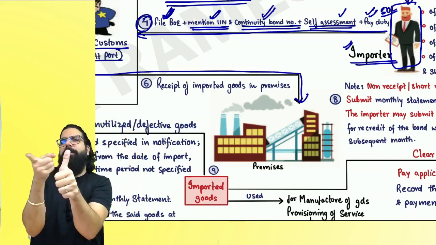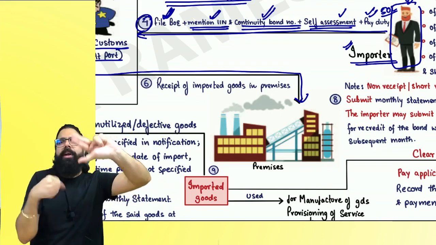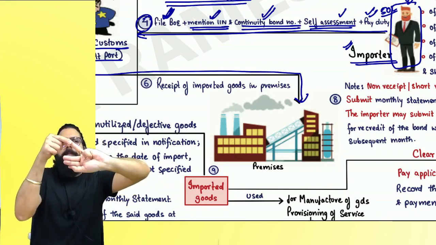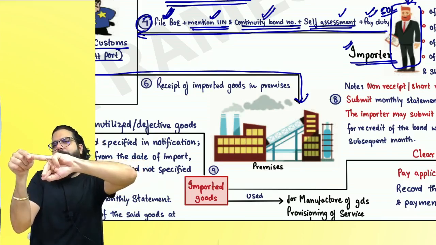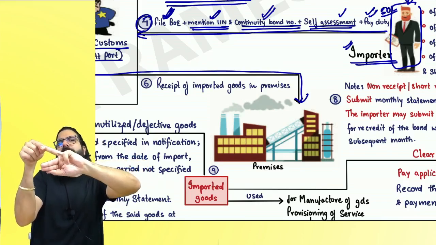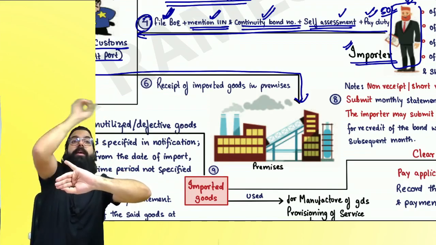IGCR 1: one-time information given, IIN number given. Now I went ahead and imported. After I imported, I have to file the bill of entry and pay the duty, which is the concessional rate of duty. I have to mention my IIN number, plus mention my bond number also, because I have given my bond to my jurisdictional customs officer.